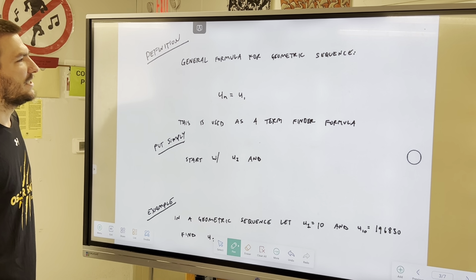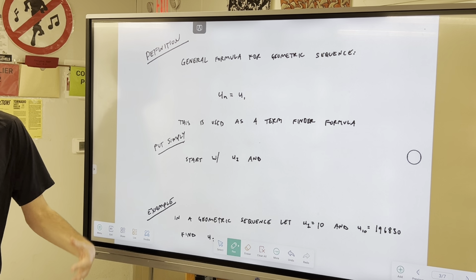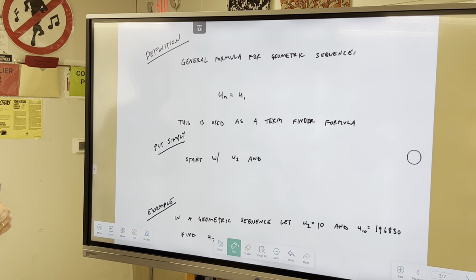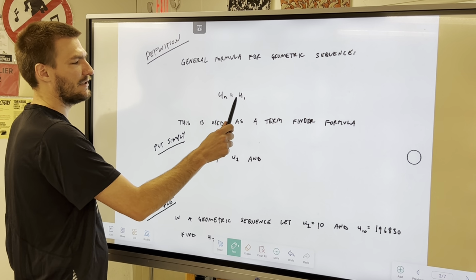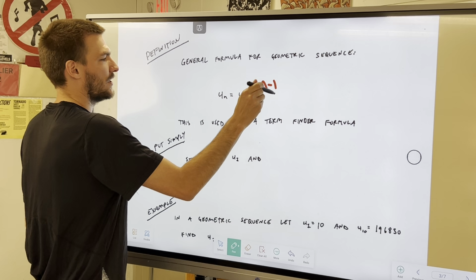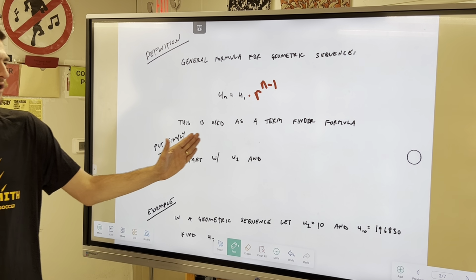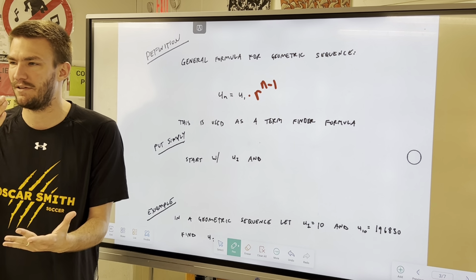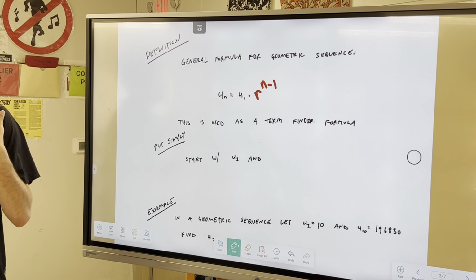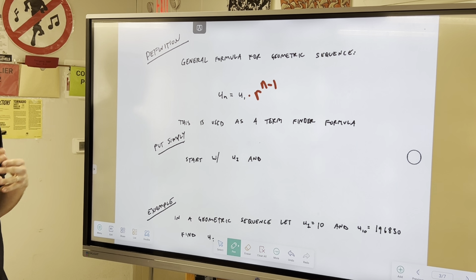Definition. A general formula for the geometric sequence, again, pretty similar. We got this yesterday for arithmetic. The general term is equal to the first term times the ratio to the power of n-1. And that makes total sense. This is your term finder formula. It will help you find the term that you want. It will help you skip ahead to the future. If you had to find the 80th term, it could help you do that.